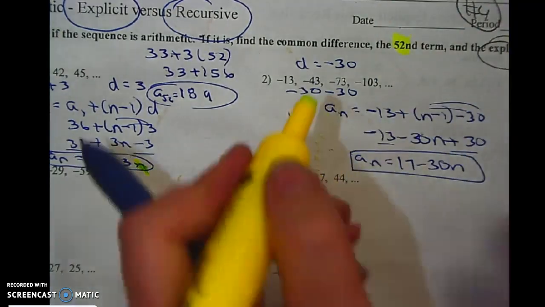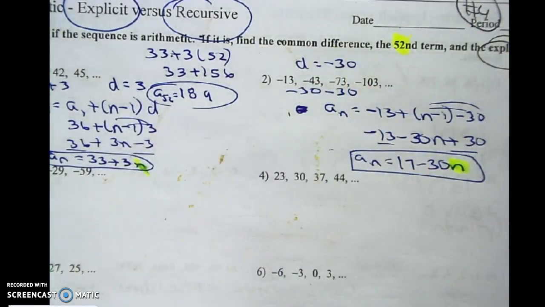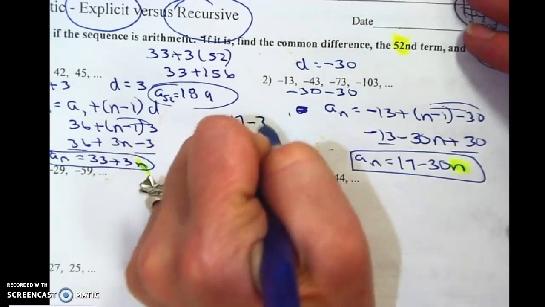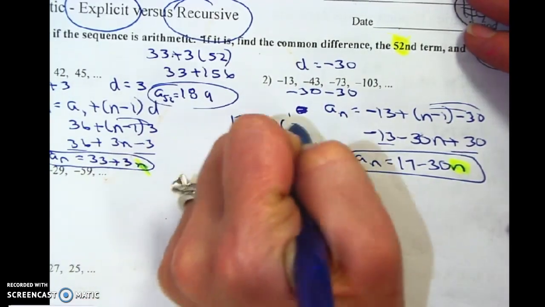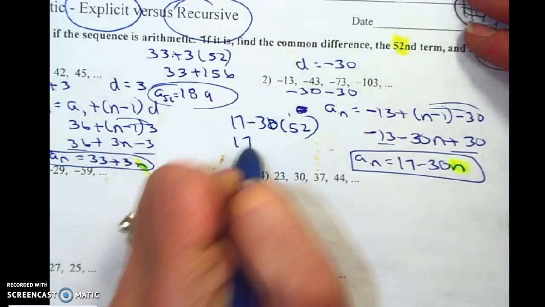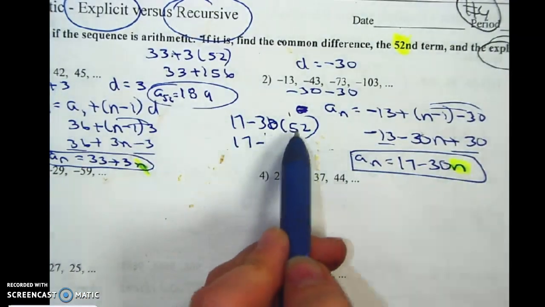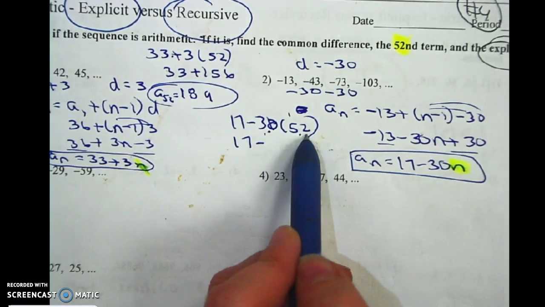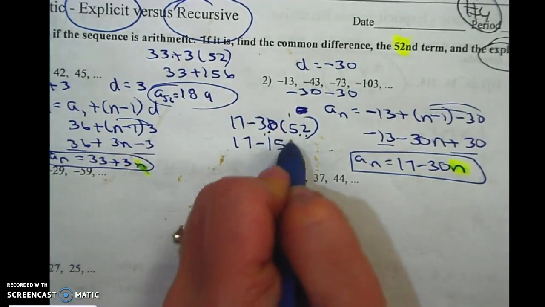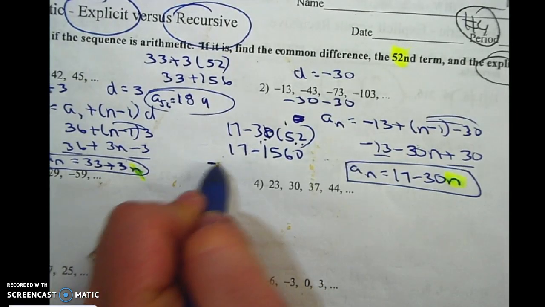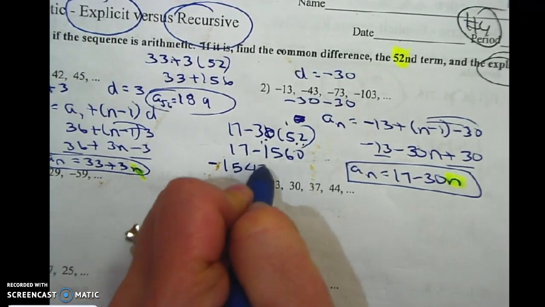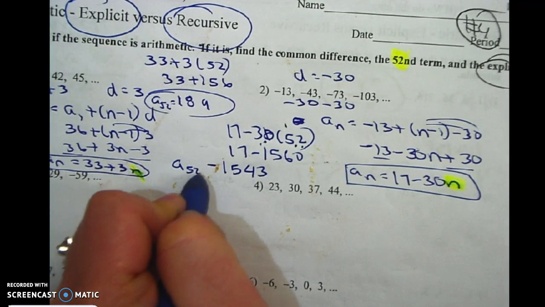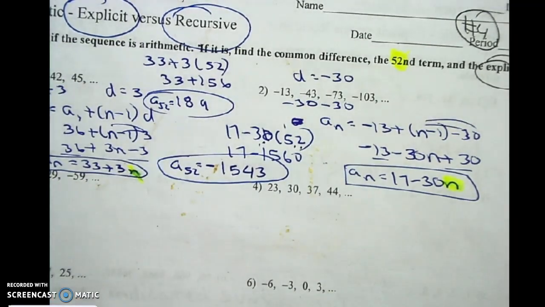Now find the 52nd term. Take 52, plug it in there. 17 minus 30 times 52. 17 minus 30 times 50 is 1,500. And 30 times 2 is 60. So negative 1543, a sub 52. Hopefully I did that right.